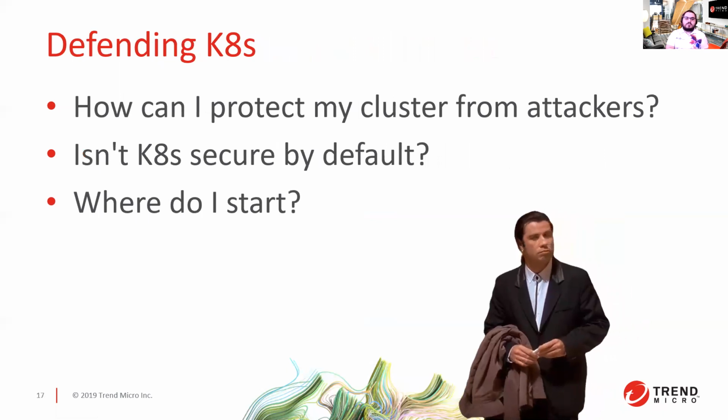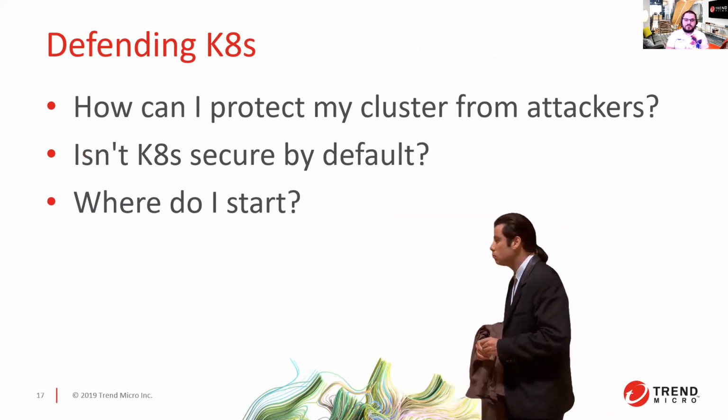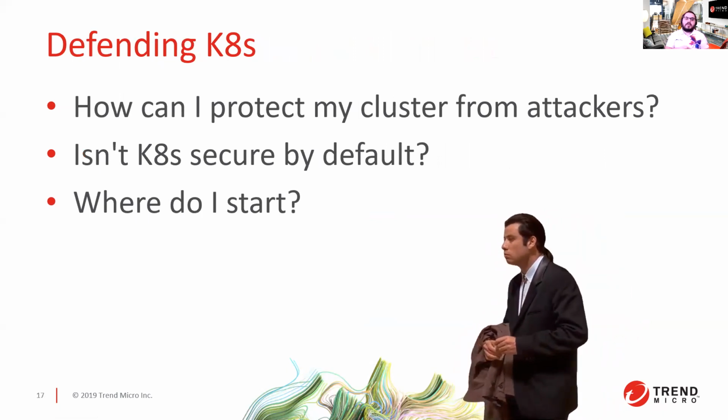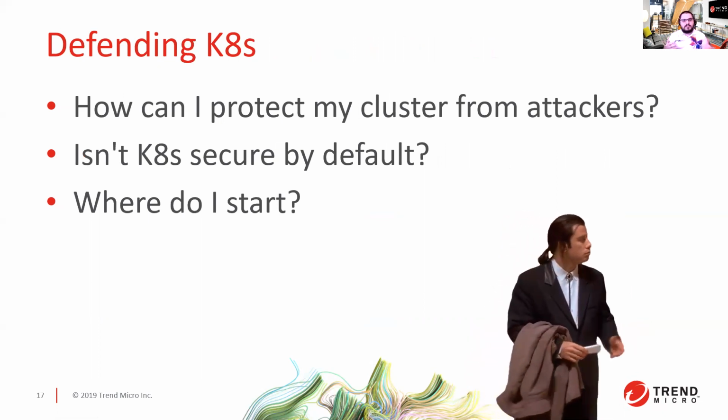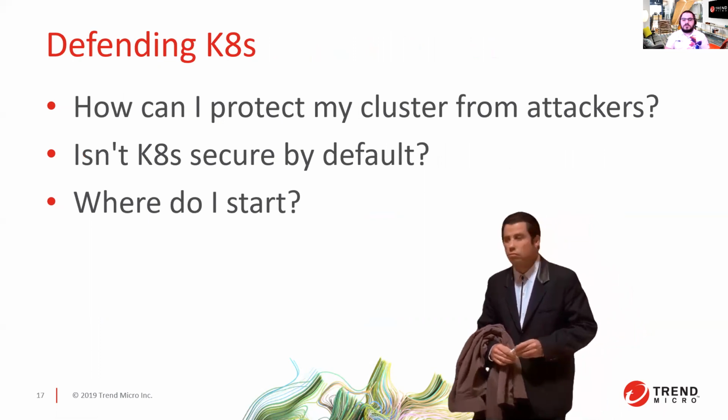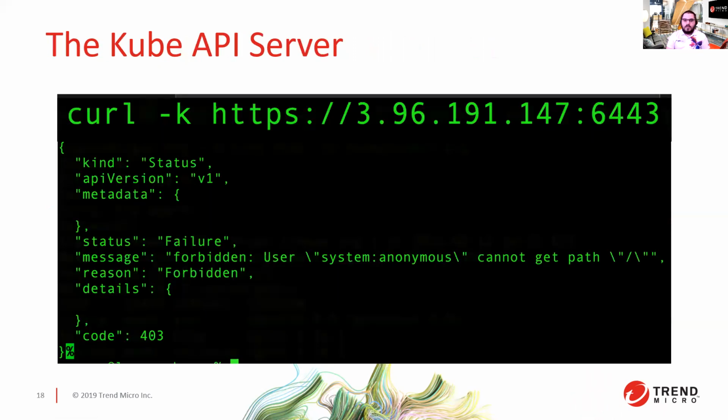Okay, so let's go to the defense part, right? So defending Kubernetes, like how can I protect my cluster from attackers? Isn't Kubernetes secure by default, right? So where do I start? So the first thing here is protecting your API server, right? So make sure that's not exposed to the internet and accessible by attackers, right?